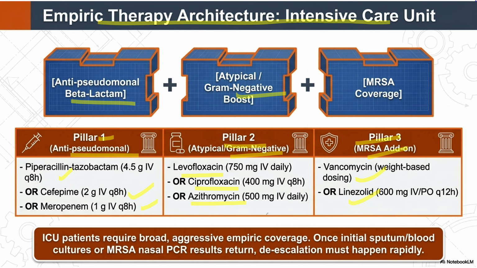The rationale is straightforward. ICU patients have the highest mortality risk and require broad initial coverage while diagnostic information is being collected. However, broad-spectrum therapy should never become permanent therapy. Once sputum cultures, blood cultures, and MRSA nasal PCR results become available, rapid de-escalation should follow.